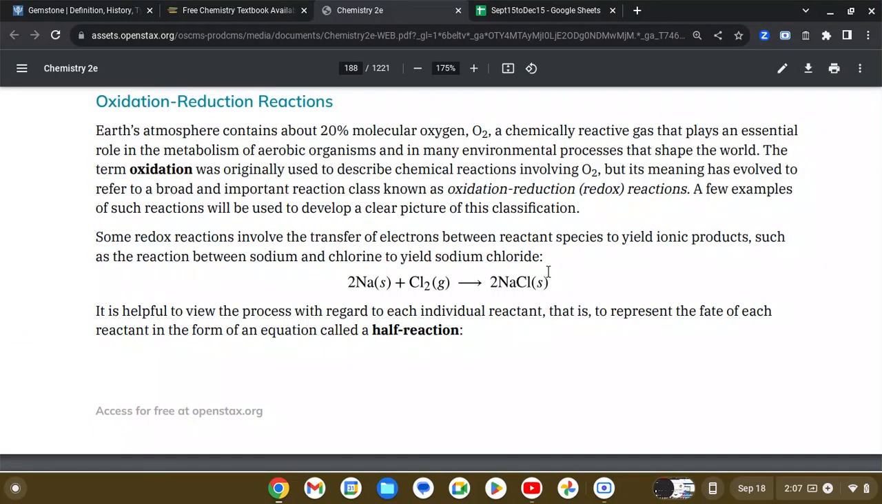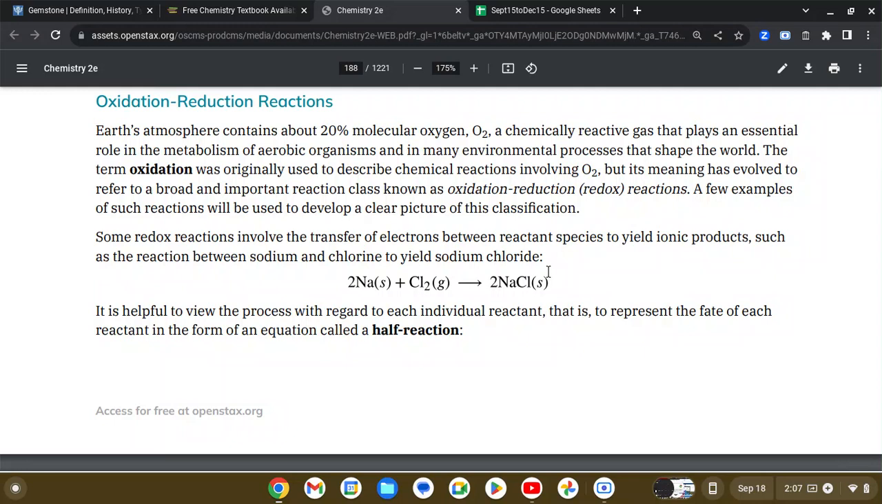Oxidation-reduction reactions. Earth's atmosphere contains about 20% molecular oxygen, O2, a chemically reactive gas that plays an essential role in the metabolism of aerobic organisms and in many environmental processes that shape the world. The term oxidation was originally used to describe chemical reactions involving O2, but its meaning has evolved to refer to a broad and important reaction class known as oxidation-reduction reactions. A few examples of such reactions will be used to develop a clear picture of this classification.